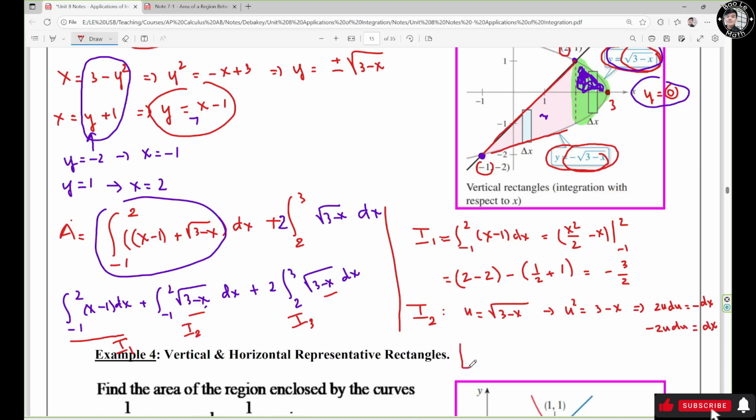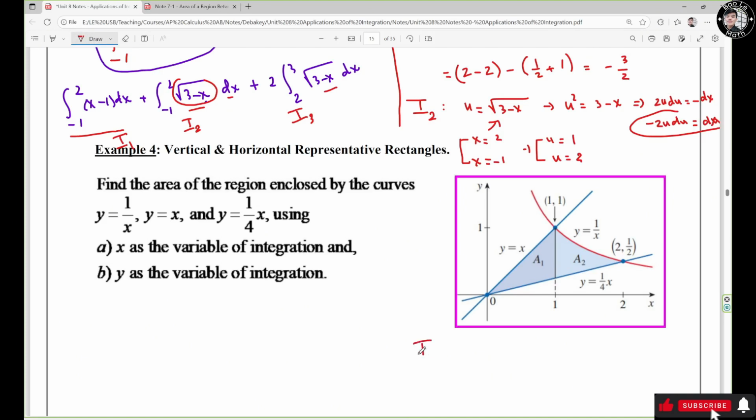Now I need to change the bounds. Upper bound is s equals 2, lower bound s equals -1. Then u becomes, substitute 2 for s into this expression right here, so you have u equals 1. Substitute -1 for s, u equals 2, right?